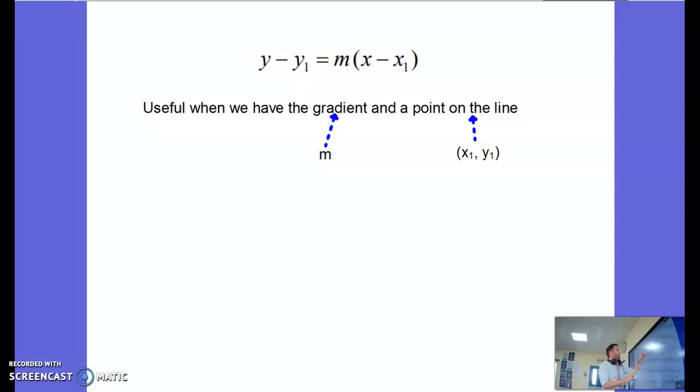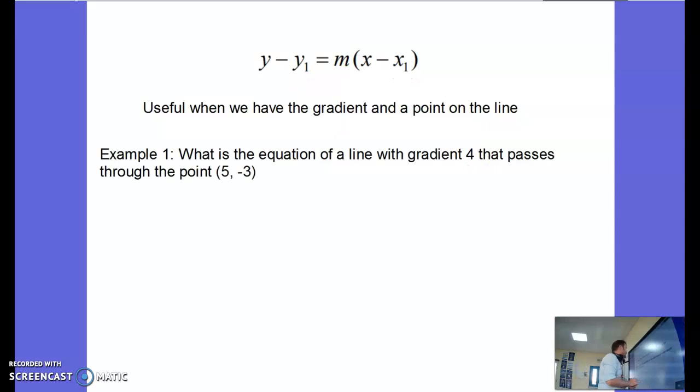Things to note there: m is the gradient of the line. Then we have a point on the line, x1, y1, and those are the values we stick in here and here. x1, y1, those are the x and y coordinates of the point we're given. Okay, so let's look at an example.